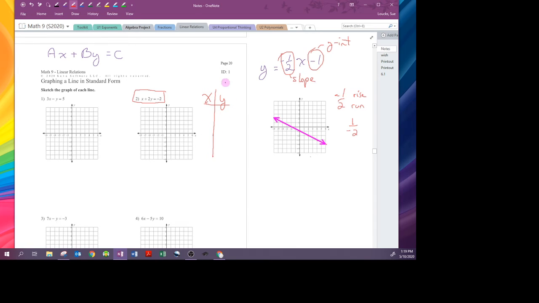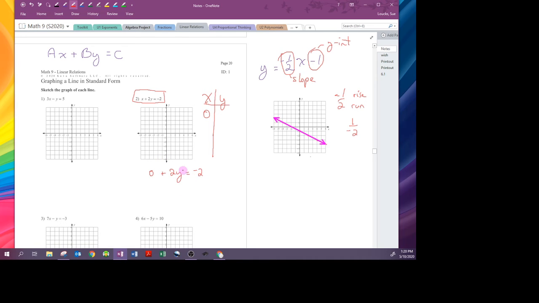What I do is I make my x 0 and find out what y is. So I'm looking for the y-intercept. When x is 0, it's going to intersect with the y-axis. When y is 0, it's going to be along here, and it's going to intersect with the x-axis. So anyway, if x is 0, I have 0 plus 2 times y equals -2.